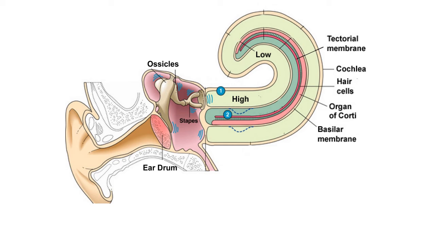The illustration has high and low written on it. What that is indicating is that at one end of the cochlea the basilar membrane is thicker than the other end. The area where it says low is the thin area of the basilar membrane. The area where it says high is the thicker area of the basilar membrane. It's thought that these different areas vibrate with the sound in different ways.